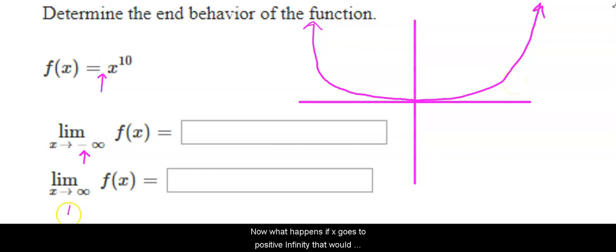Now, what happens as x goes to positive infinity? That would mean as x is moving to the right, which way does the function go? Up forever or down forever? And the answer is up forever. So the answer to both of these is that the function is moving towards positive infinity as x moves to the far left, negative infinity, and to the far right, positive infinity.